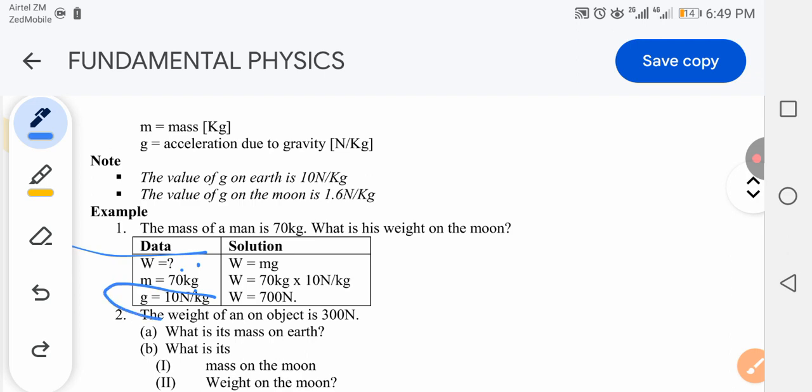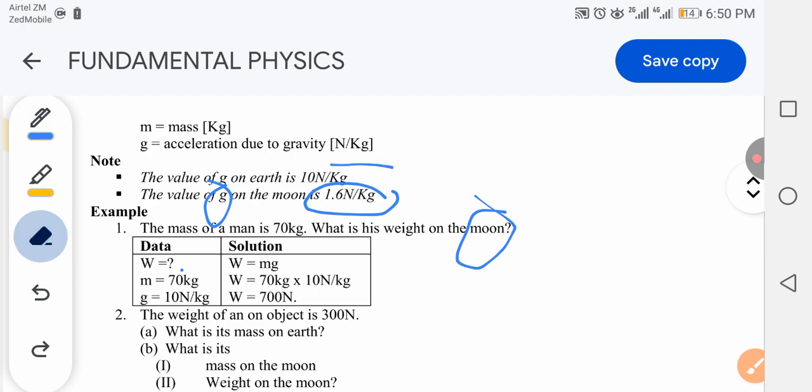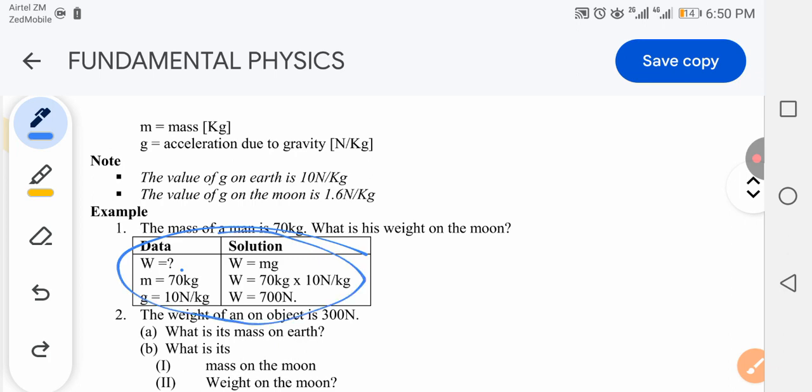Here, we're not supposed to make a mistake. The author made a mistake. We're supposed to use the gravity on the moon, like stated before, and we've been asked on the moon, and not on the earth, which is this one here. If you were asked on the earth, this calculation would have been correct. But since we are asked to find the weight on the moon, this calculation cannot be correct. Reason being, we have used the wrong gravity.